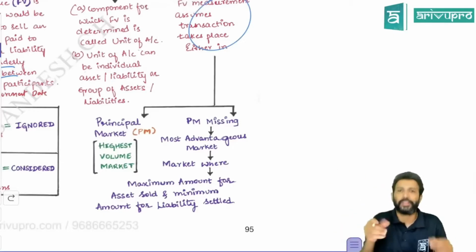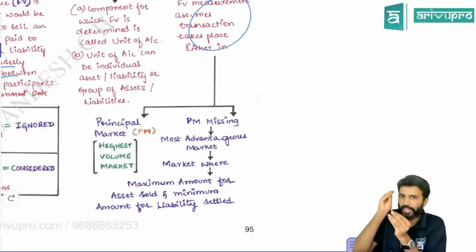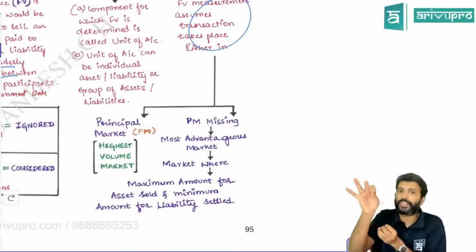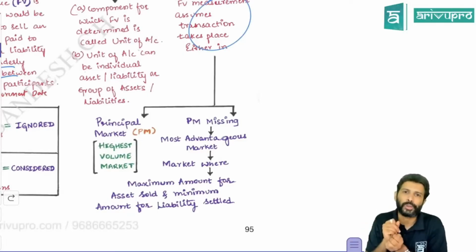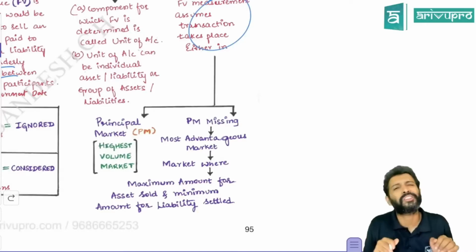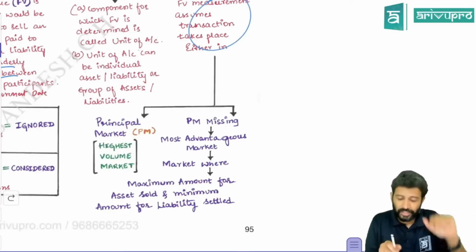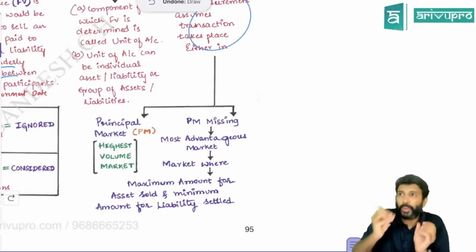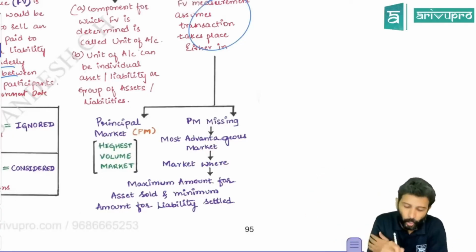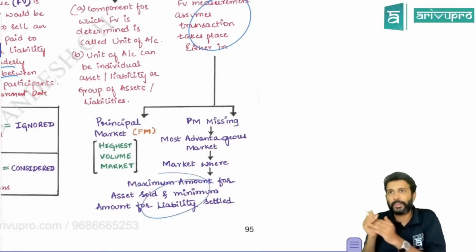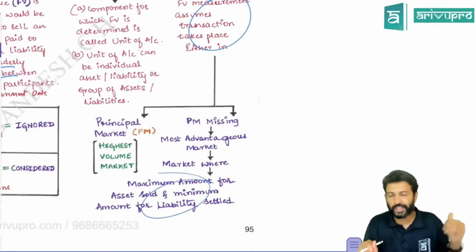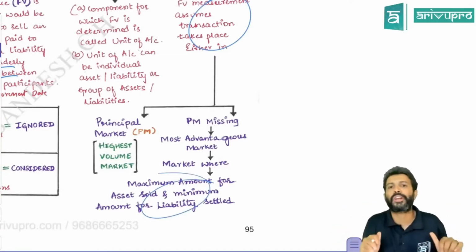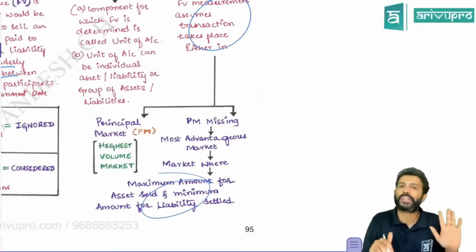Now, fair value is defined from the sale of an asset. If you want to sell an asset, what is the most advantageous situation, to sell it at a lower price or a higher price? Higher price. So the most advantageous market is that market where when you sell an asset, you will get the maximum price. Or, when you are settling a liability, you have to pay the lowest price. So whichever market gives you the highest price when you sell the asset, or charges you the lowest amount when you settle a liability, that is your most advantageous market.